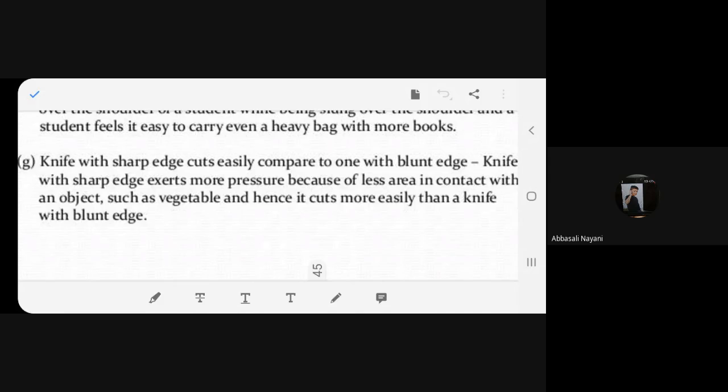Similarly, a sharp knife cuts easily. A blunt knife does not cut. Simple. A sharp knife has less area, more pressure. A blunt knife has more area, less pressure. As simple as that. Any problem so far? These were all the examples of area and pressure. Have you understood, all of you?